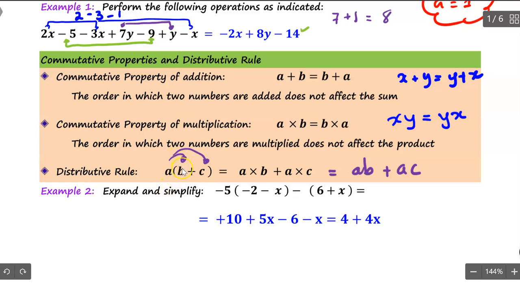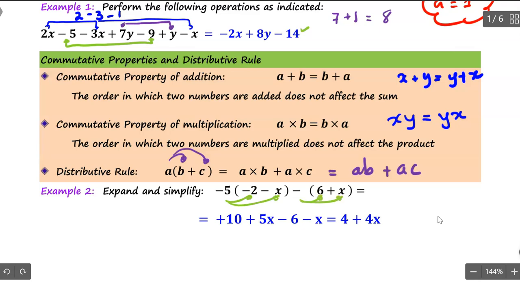I must multiply with each term inside the bracket. That means I distribute. Or they can just say expand and simplify. Expand means that you have to get rid of all the brackets. Simplify means that you have to collect the like terms and then provide the final answer when you cannot simplify any further. So in this one, I will take this, multiply that, take this, multiply that.